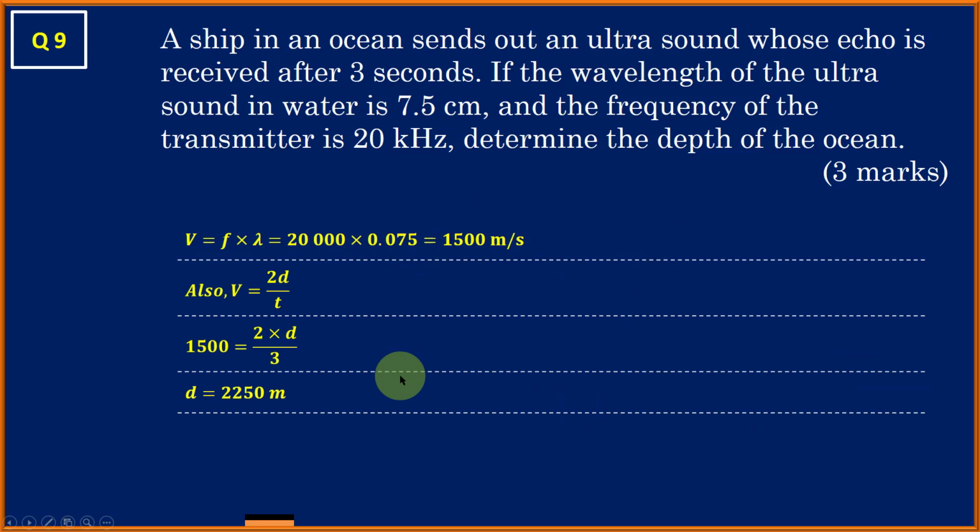Again, I've already done that one for you, and this is it. So we use 20,000, and that distance there must be in centimeters, so I divide by 100 to get it into meters, and I get 1500 meters per second. And then I use v is equal to 2d over t to get the depth of the ocean to be 2,250 meters.